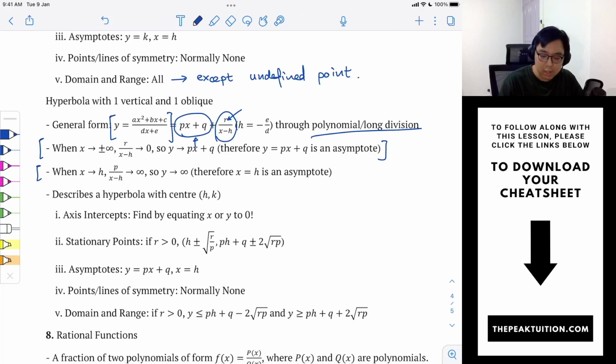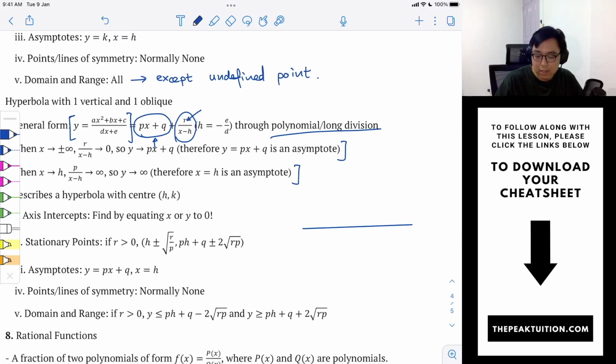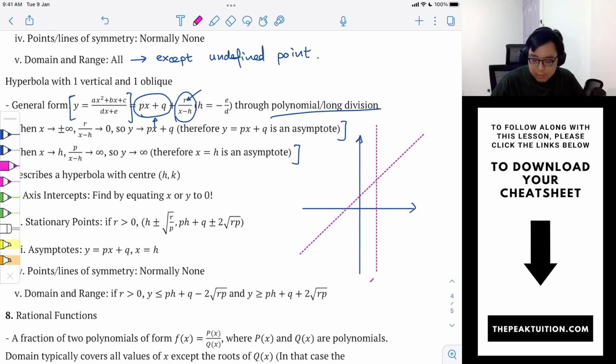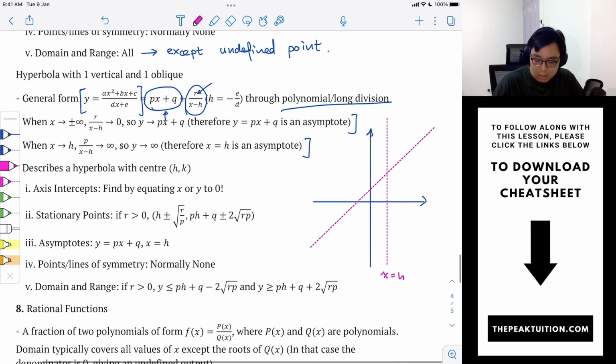And when x is going towards h, we see that again this fraction becomes undefined, and therefore x equals h is another asymptote. So how this graph will look is something like this. Let's say this is px plus q. This can be x equals h, and this is px plus q, and the graph will look something like this. Maybe like this.